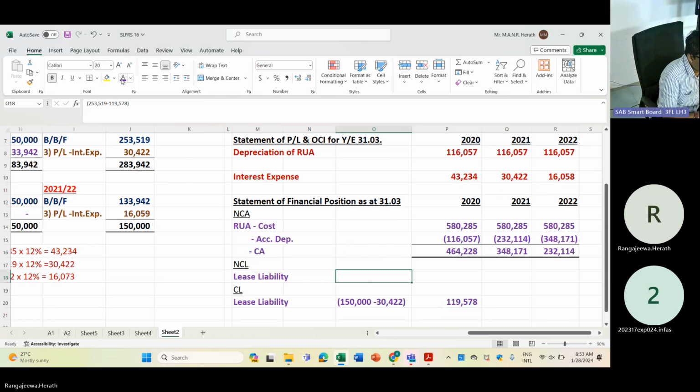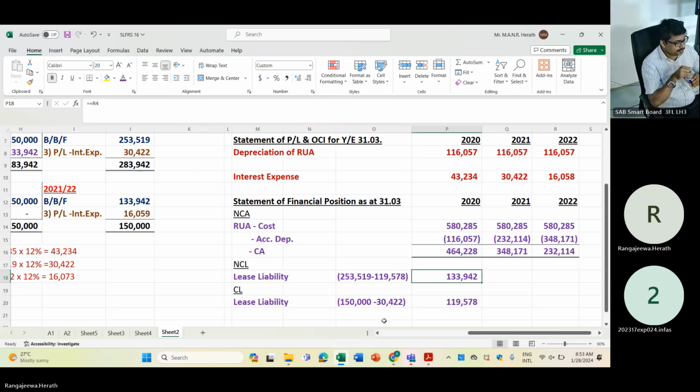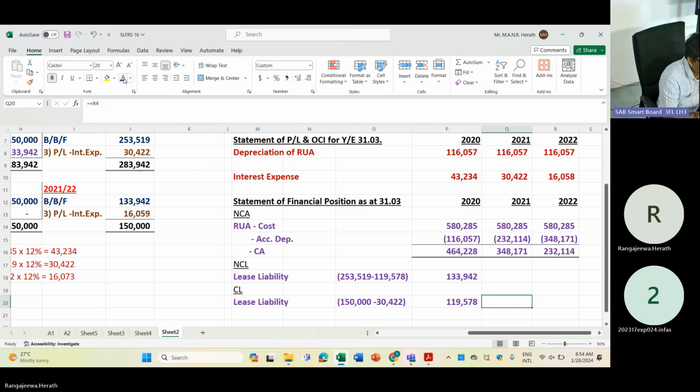Total lease liability end of the first year 253. From that, when you remove 119, we have 133, right? 133,000 current. End of the second year, we have a 133,000 lease liability, which is going to settle in the third year. So full amount is current, no non-current.